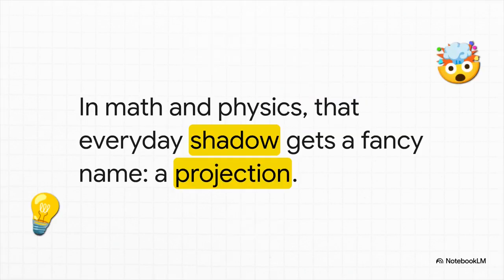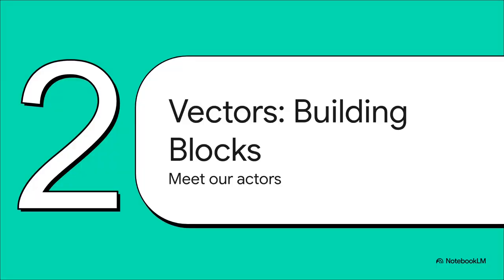And there it is. That's the big secret. The fancy technical term projection is just a mathematician's way of talking about a shadow. Once that clicks, honestly, the rest of this is going to be a breeze. So to tell this story about shadows, we need, let's call them, our actors. And in the world of math, these actors are called vectors.